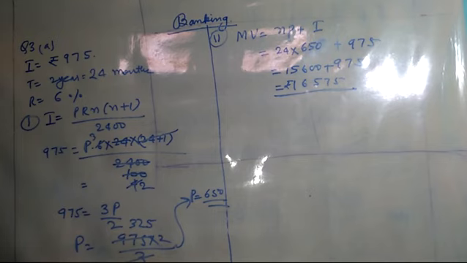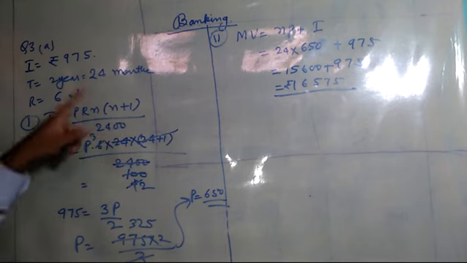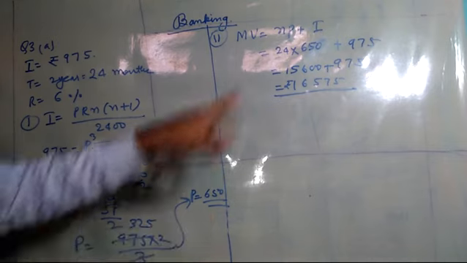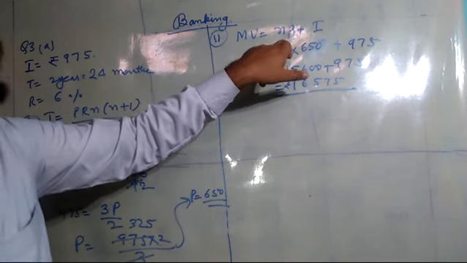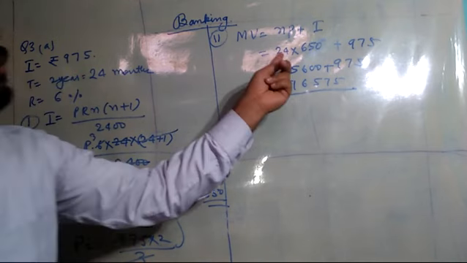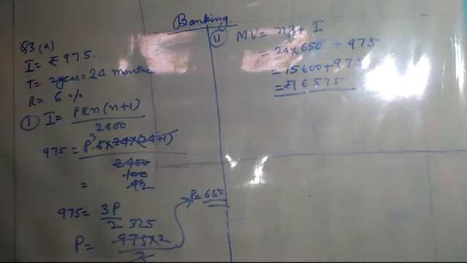So I hope it is clear that when we have interest, time, and rate of interest, we can substitute the values. Interest is equal to PRN (N plus 1) upon 2400. Then after doing the calculation, I will get principal is equal to 650 rupees. Maturity value is equal to P into N, or NP, plus interest. Interest is already given, 975. We will multiply principal with the time, and then finally we will get the answer. So in this way we can solve question number 2, 3 and all the other types.